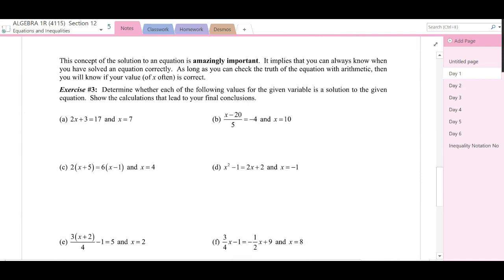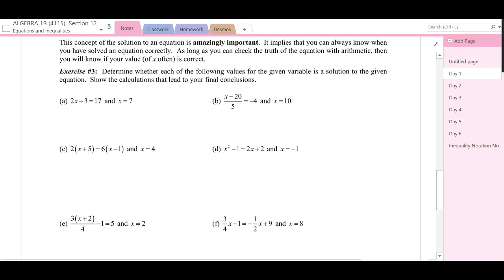On page 2, this is amazingly important. As simple as this is, this concept is going to be key throughout this entire unit. So what's going to become important is how do I type in all these different expressions, or how do I type in the equations using the calculator? The concept is amazingly important. It implies you know how when you've solved the equation correctly. We used to have to do this the old-fashioned way, but we're not going to do that anymore. We're literally going to do exactly what we had said earlier.